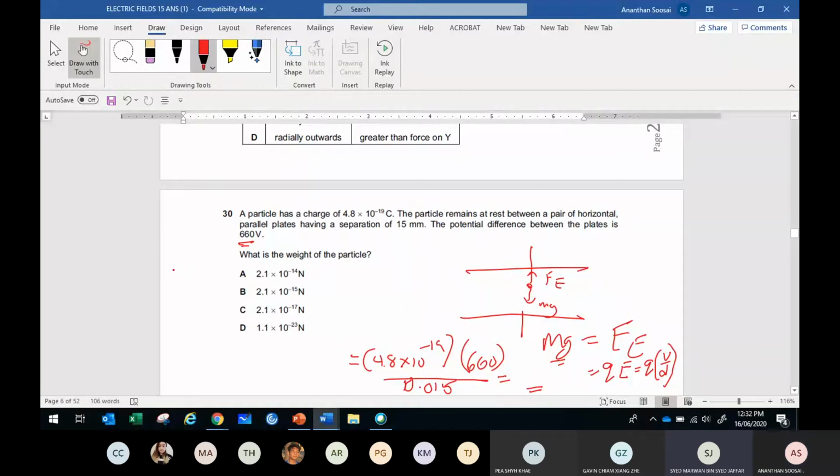Hold on. F equals QV over D, is it? Yes. F equals QV over D. Yeah, correct. Okay, QE, from F equals QE. Yeah, correct. So what's the answer you got? A, is it? A. Okay, good. So it should be A. Okay, so this calculation should end up giving the answer. So the balancing weight must be equal to the electric force.